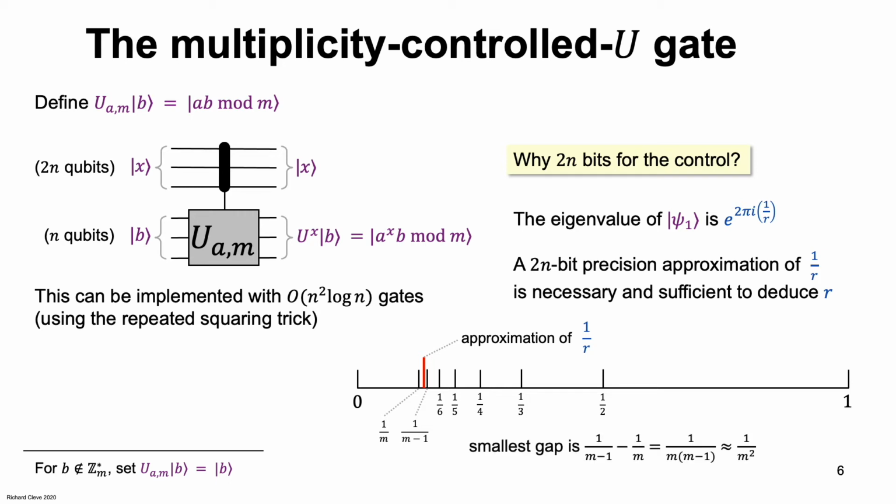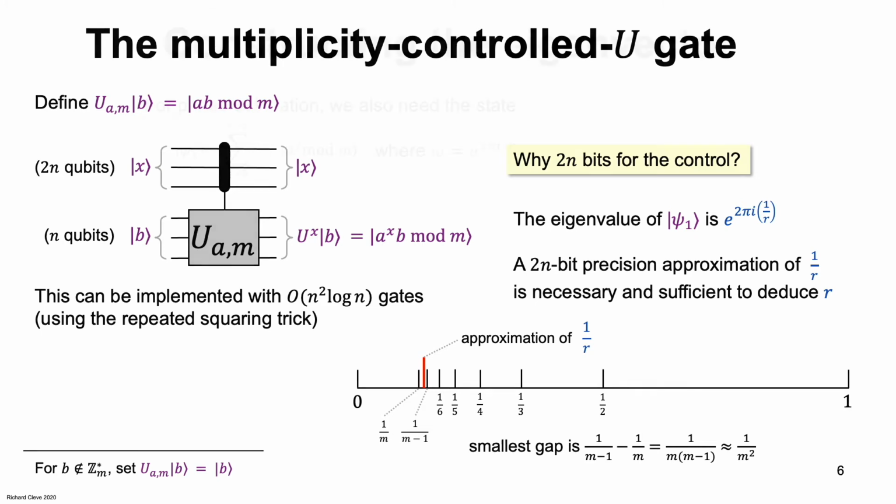The gap is smallest between 1 over m and 1 over m minus 1. For those numbers, the gap is around 1 over m squared. If m is an n-bit number, the square of m is a 2n-bit number. It follows that 2n bits precision is necessary and sufficient to uniquely determine r. Okay, so we have a good multiplicity-controlled U gate that we can implement efficiently.